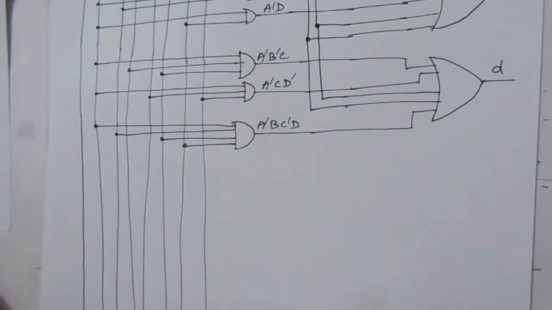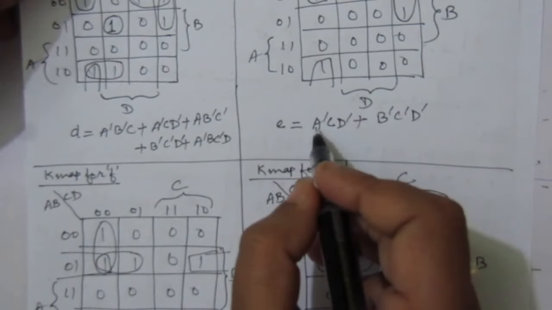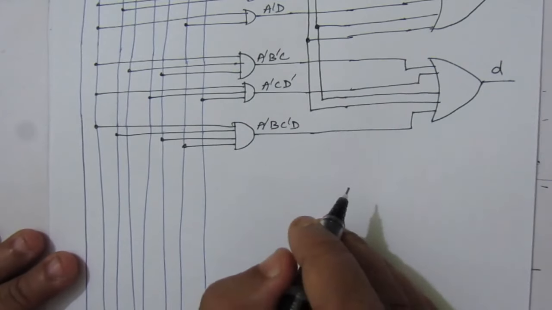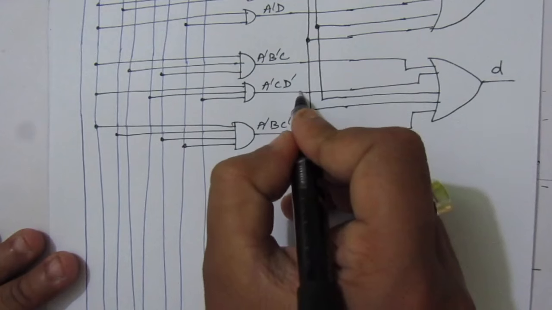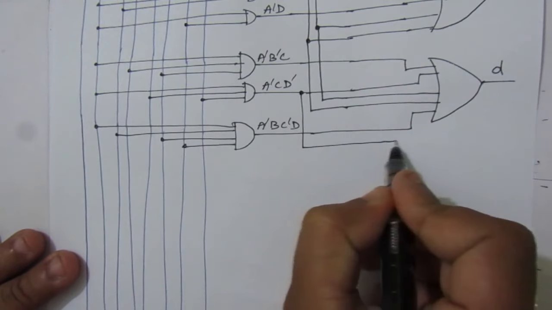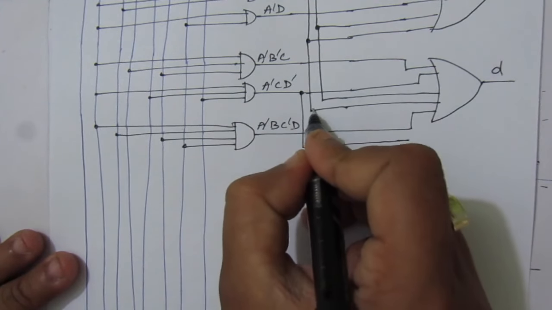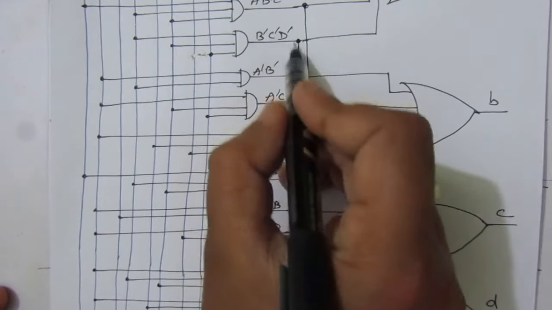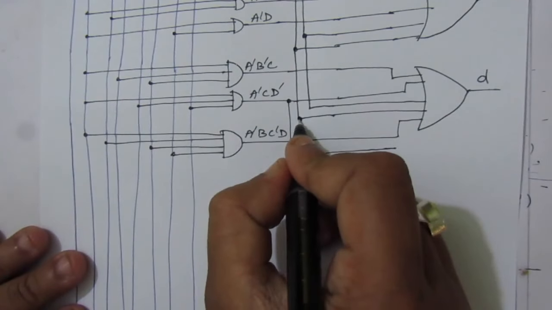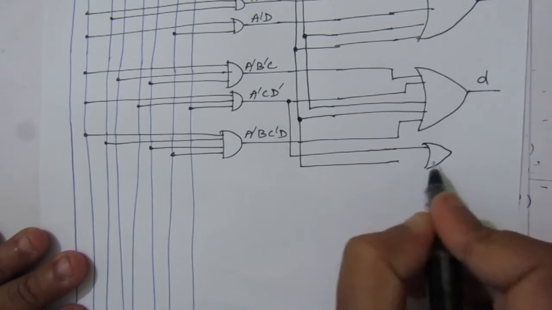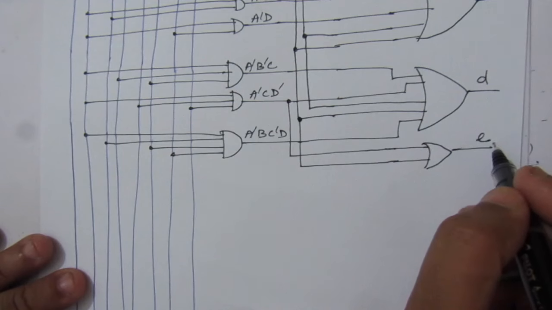Okay, so for small e we have this expression a bar c d bar plus b bar c bar d bar. So a bar c d bar we have already obtained here. Draw a line from here. Okay, and then we have b bar c bar d bar. So b bar c bar d bar is this line. Take a connection from here, and you set a two input OR gate here. So here you will get the small e.